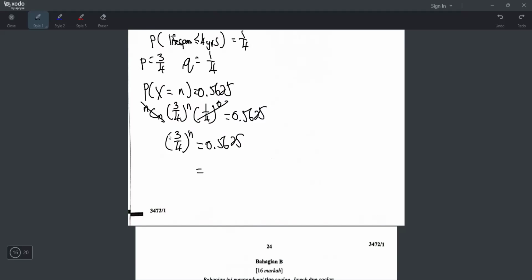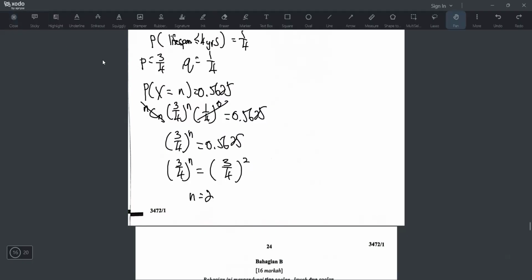Okay, I already pressed my calculator and my calculator give me 2. That means the n is 2. That means this 0.5625 is actually 3 over 4 power 2. Okay, that means your n is 2 lah. Okay, and if you don't believe me, you can press 3 over 4 power 2.